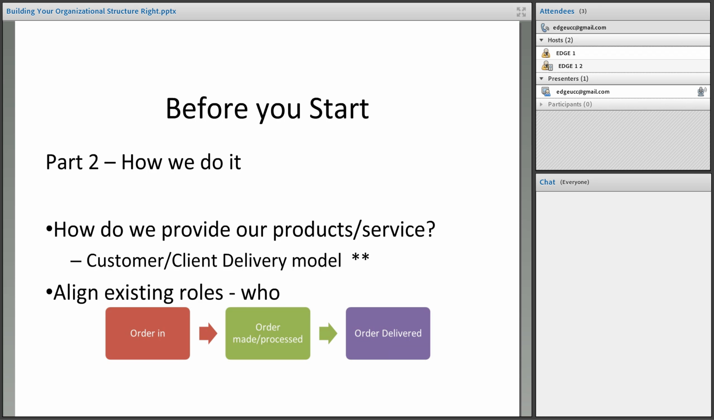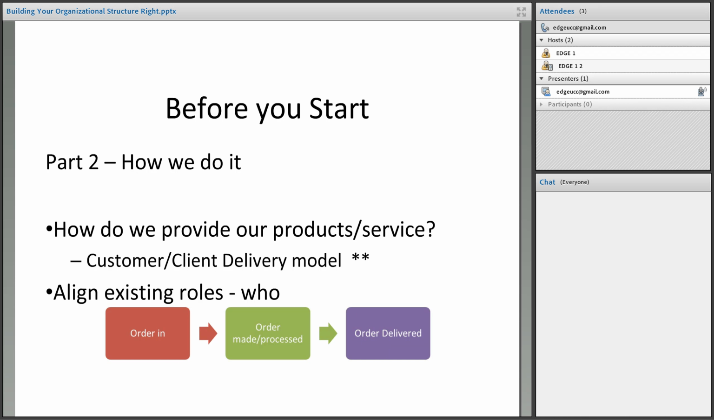But we also need to be asking ourselves, so how do we exactly deliver our product, our service? How do we do it? Whether you're not for profit or for profit, you're going to go through the same process. I call this a customer/client delivery model. So how do we get the orders in, the phone calls in?